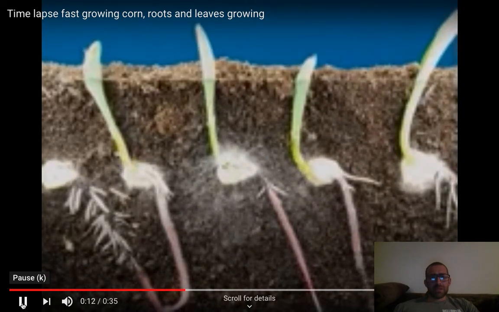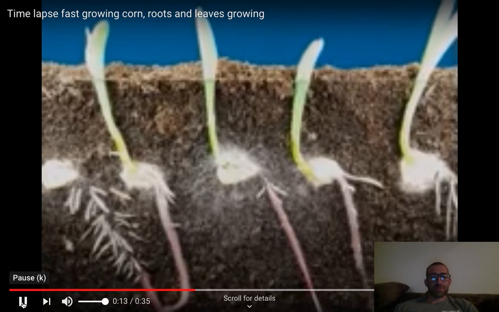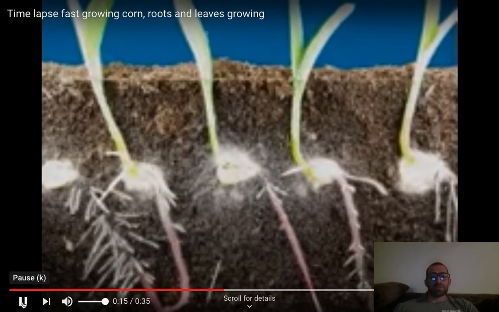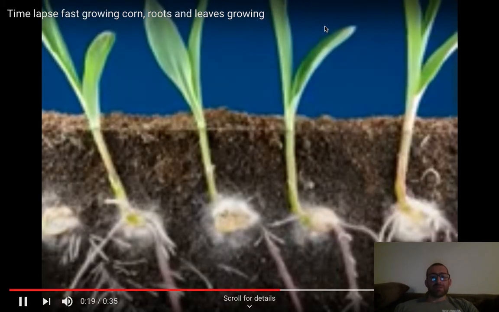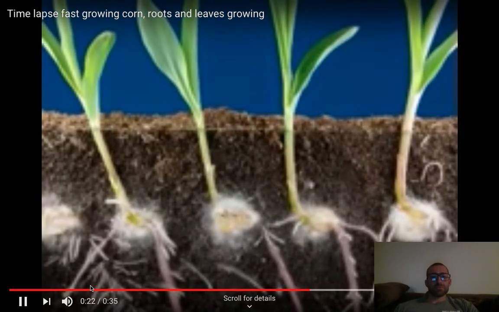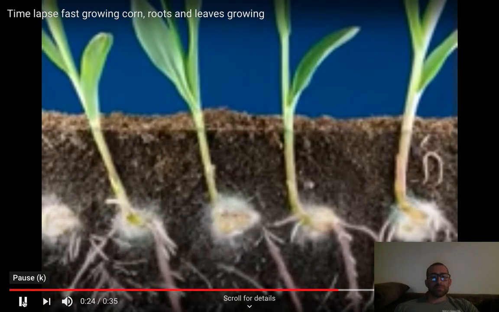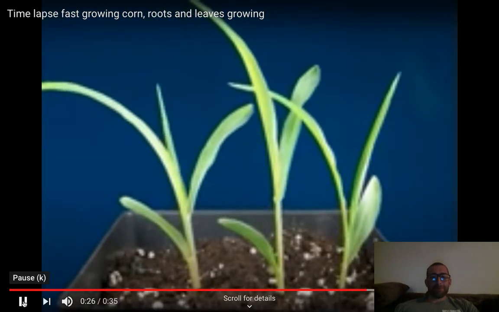Oh, and we got fuzzy here, but as it breaks the surface, you see the development of our first leaves right here. Over here in our root system, we start to see the development of secondary roots, and those are going to continue to spread. And we have the development of our leaves, more roots. And there's our corn.